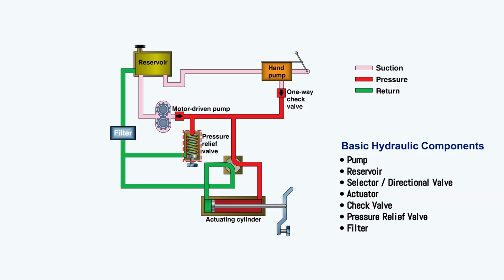To prevent damage from excessive pressure, a relief valve is installed. If pressure rises above safe limits, the valve opens and returns fluid to the reservoir. Check valves ensure fluid flows in only one direction, preventing backflow. Filters remove contaminants from the hydraulic fluid to protect system components. Together, these parts form the foundation of every aircraft hydraulic system.